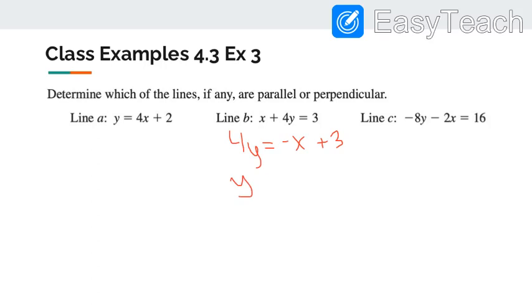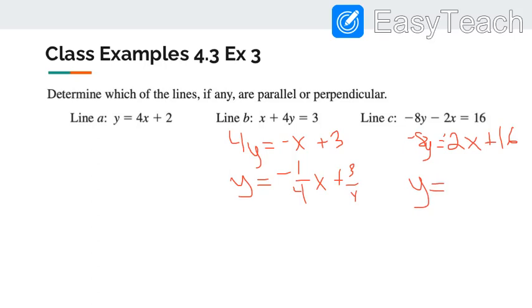This one's going to become y equals negative 1/4 x plus 3/4. This one over here, again, we're going to get the y by itself, so we get negative 8y is equal to 2x plus 16. Divide everything by negative 8, so you'd be left with y is equal to 2 divided by negative 8, which is negative 1/4 x plus 2.